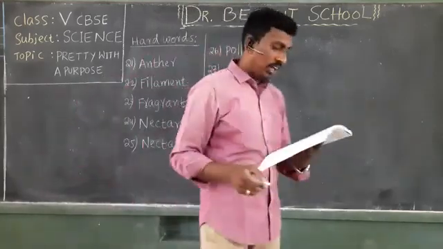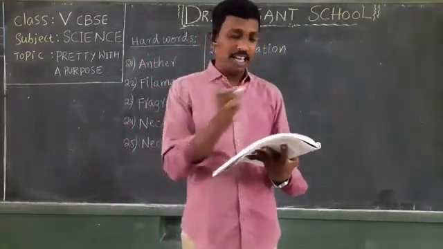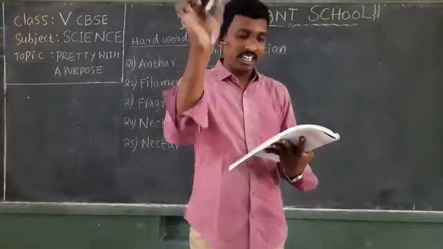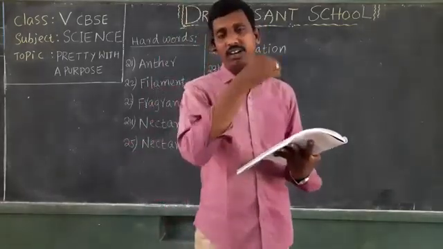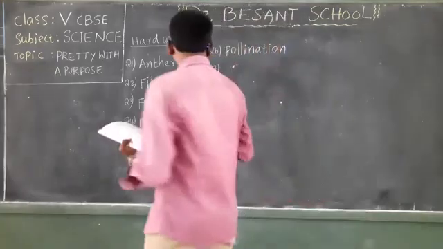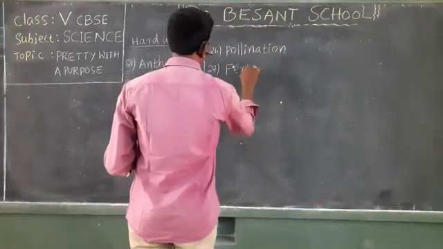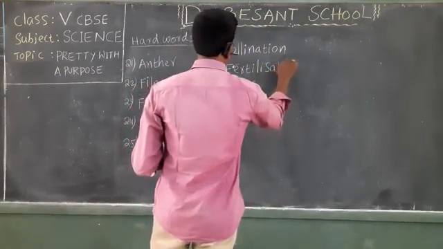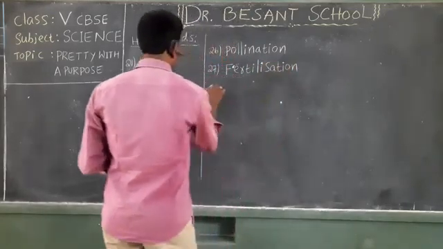Okay, my dear students. During the process of pollination, the pollen from the stamen lands on the sticky stigma of a flower. It travels down the style of the carpel and into the ovary and joins with an ovule. And this process is called fertilization. So this is one more word to be added. Fertilization. Okay.